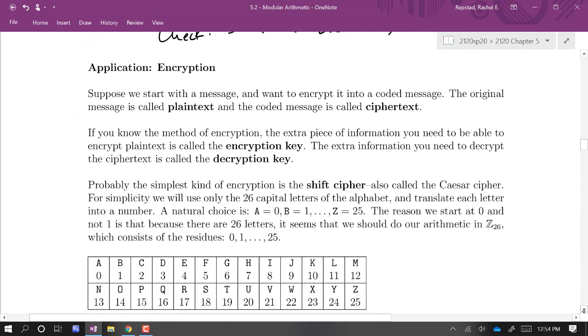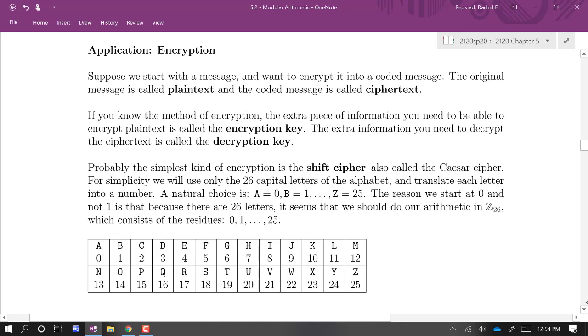The idea with encryption is that there's a message that we write down, the message that we want to send. The original message is called plain text, and the coded message that has to be deciphered is called ciphertext. In order to encrypt your plain text, you need an encryption key, which is just the instructions for how you encrypt the message. And if you get an encrypted message, you need a decryption key, which tells you how to decode or decrypt the message.